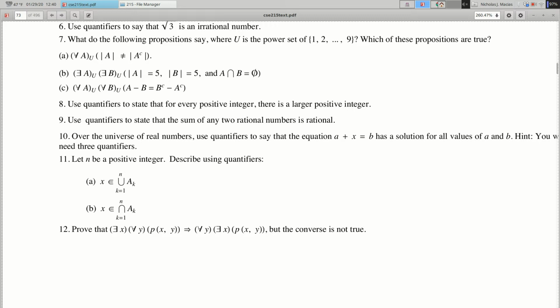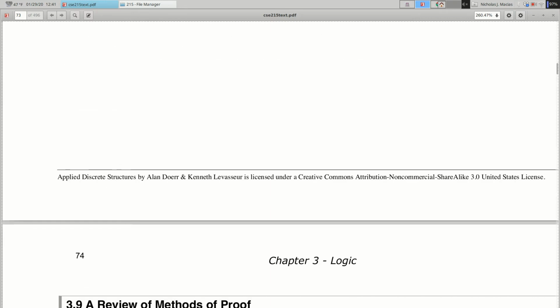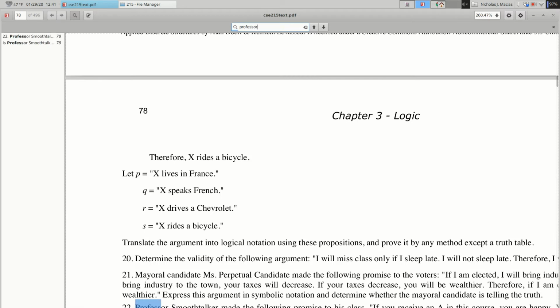Use quantifiers to say that the equation a plus x equals b has solutions for all values of a and b. Is that a good one? No. I think it was like this. 22. Oh, Professor Smooth Talker or something? Control S.